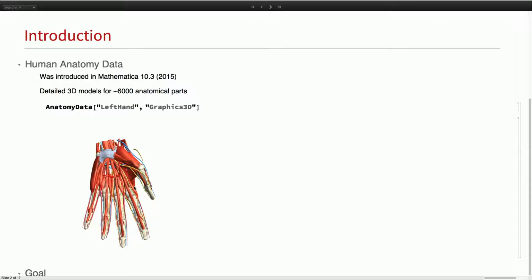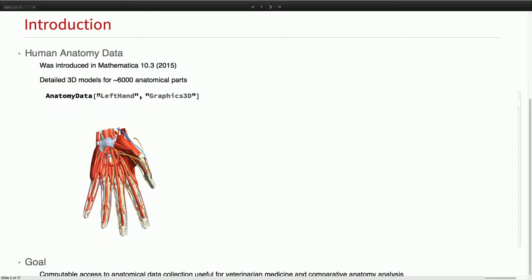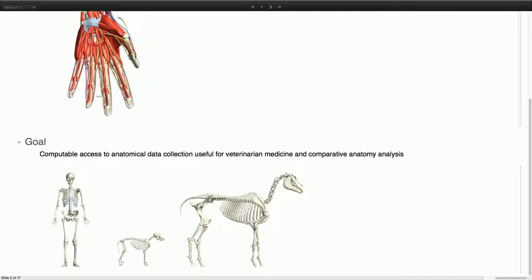And after the release of this anatomy data, we have received several requests about having more other animals in addition to humans. And that was the basic motivation for this project. So now we do have models for additional animals, including dogs and horses. And our overall goal is to facilitate computable access to anatomical knowledge useful for vet medicine or any comparative anatomy analysis.